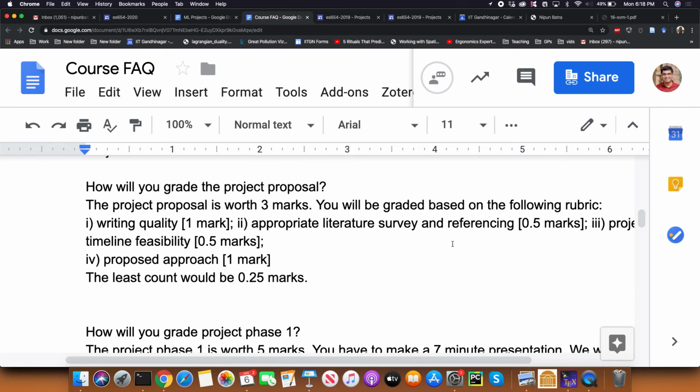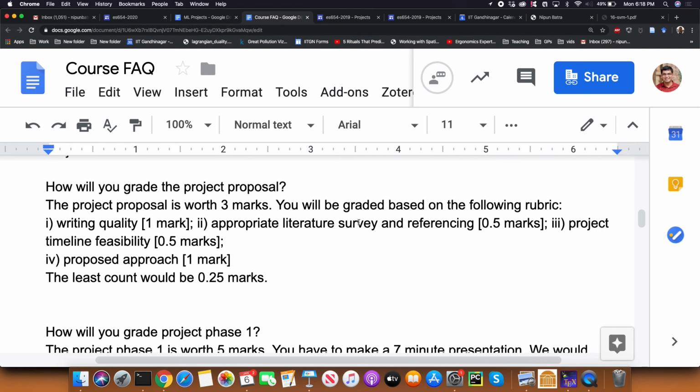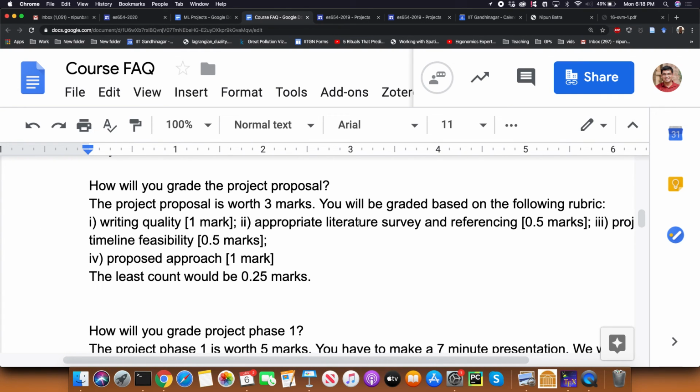How will we grade the project proposal? So we have now created the set of points on which your project proposals, your project phase 1 presentation, etc., everything will be graded. This should help you to create the proposals and the different aspects of the course. For example, for the project proposal, it's about the writing quality, literature survey, timeline feasibility, and the proposed approach. In this case, the least count is 0.25 marks.